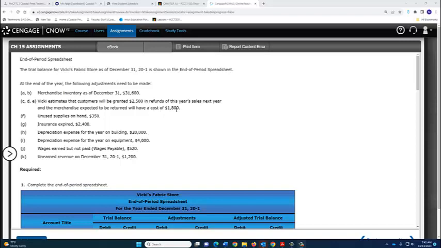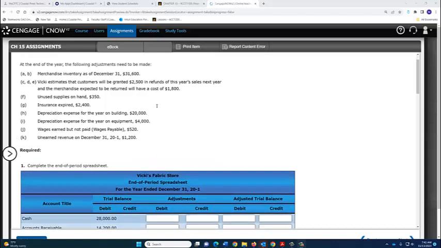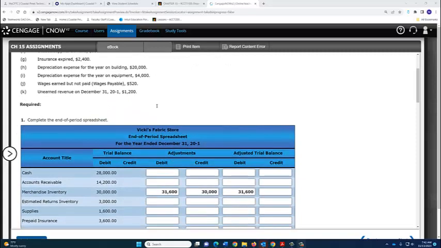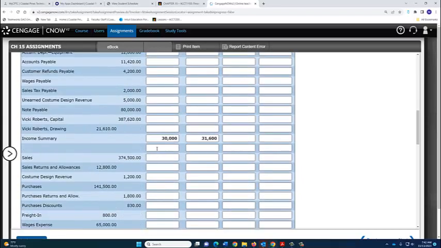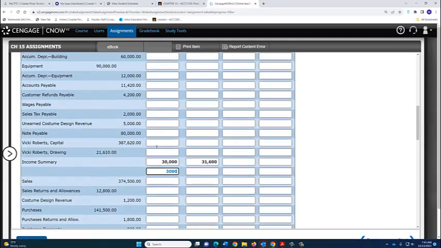So we need to now update our returns inventory to $1,800, and we're going to use the same process that we did in A and B. So our estimated returns here is showing a 3,000 debit, so we need to get rid of that old number with a credit of 3,000, and then we're going to debit income summary for 3,000.